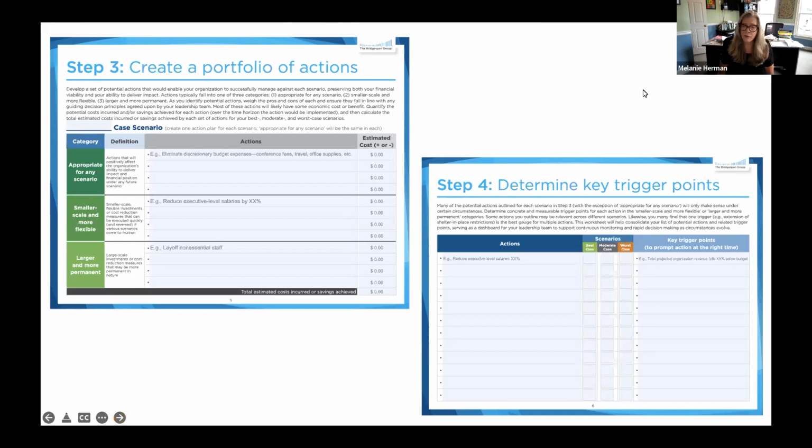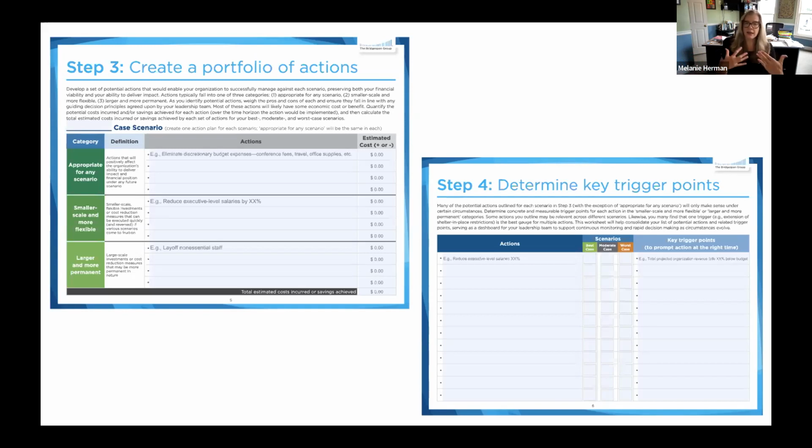All right, so step 4 is determine key trigger points. And they explain that some of the potential actions outlined for the scenarios in step 3 will only make sense under certain circumstances. Therefore, it's helpful to identify trigger points, right? So you list the actions, a reminder about which scenario that action is appropriate for. And then on the right-hand side in this fillable PDF, you would indicate the key trigger point.